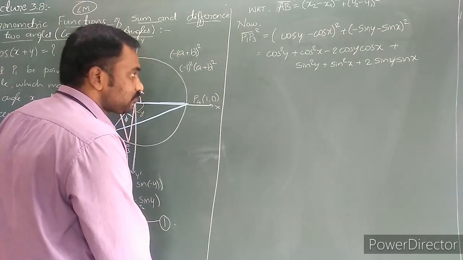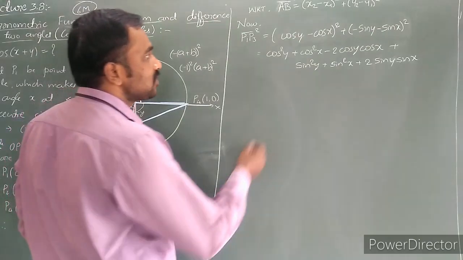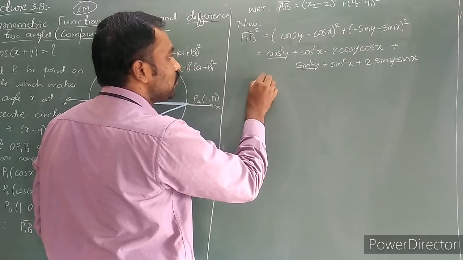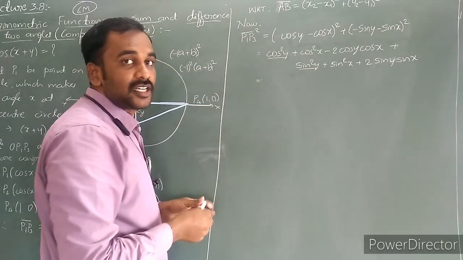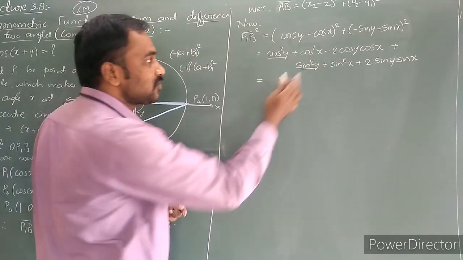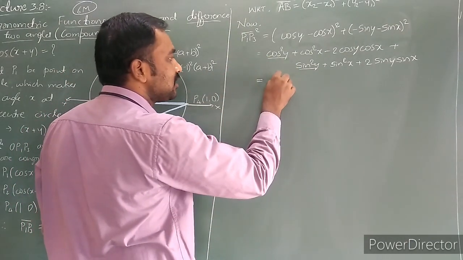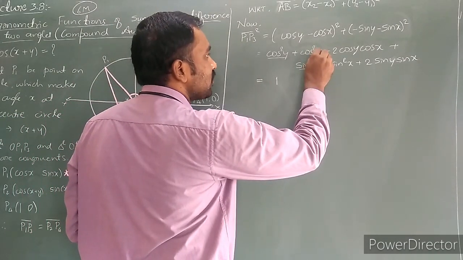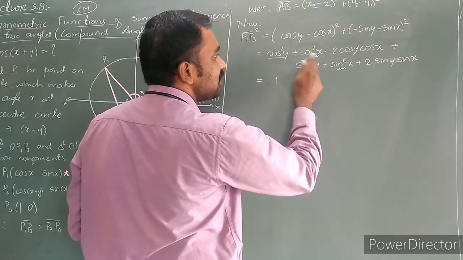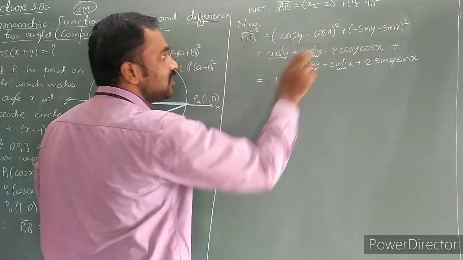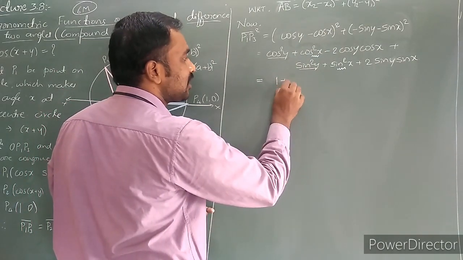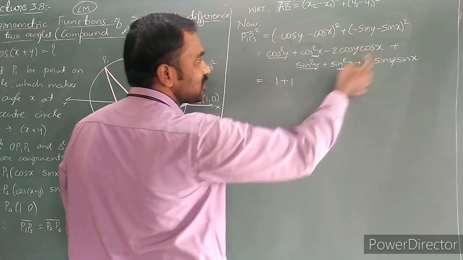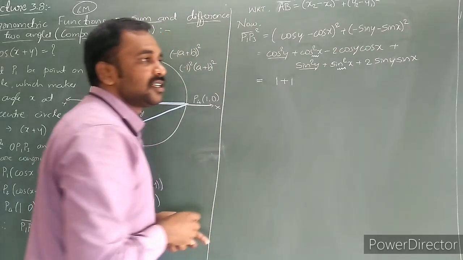Now here, group the terms. How I group the terms: cos square of y plus sin square y. What is cos square y plus sin square y? Trigonometric first identity: sin square y plus cos square y, same angle, that value is 1. Next, one more value: cos square x plus sin square x, angle x. The value is also plus 1. Next, the remaining values: minus 2 cos y cos x, here plus 2 sin x sin y is there.